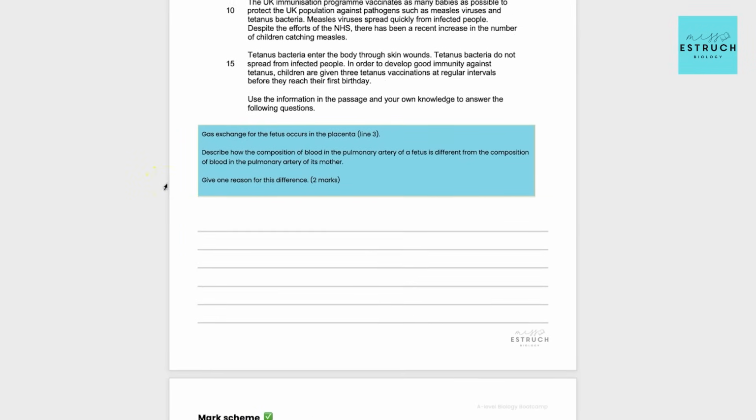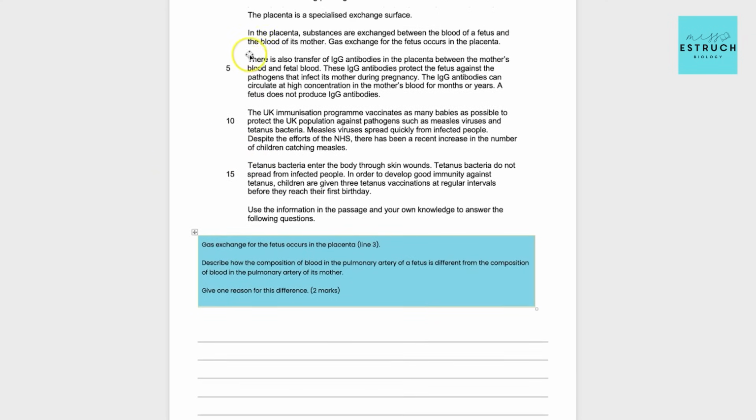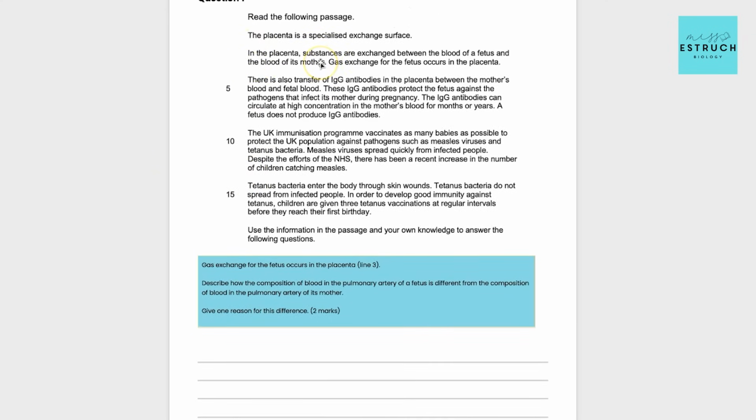So the question then is, gas exchange for the fetus occurs in the placenta. And they tell you, look at line 3, 1, 2, 3, just here. Describe how the composition of blood in the pulmonary artery of a fetus is different from the composition of the blood in the pulmonary artery of its mother, and give one reason for the difference. So it is focusing on gas exchange. So we have to consider gases in this answer. And they've said, describe how the composition of the blood is different. So that means what is in it, not pressure of it, for example. And if we're talking about gas exchange and composition, I would think we're going to need to be talking about the concentration of oxygen and carbon dioxide in those two different blood vessels. So you can pause and have a go.